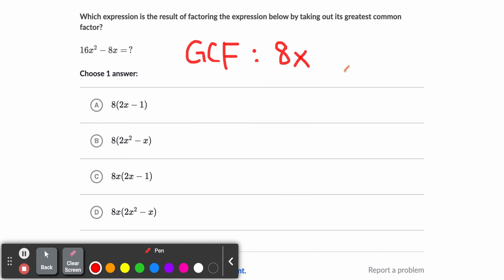So then we take that greatest common factor and we say we factor it out. You're basically undoing the distribution process. So we're going to find which expression actually has an 8x on the outside. So it's either going to be C and D, okay?